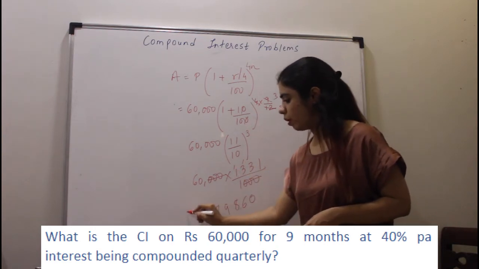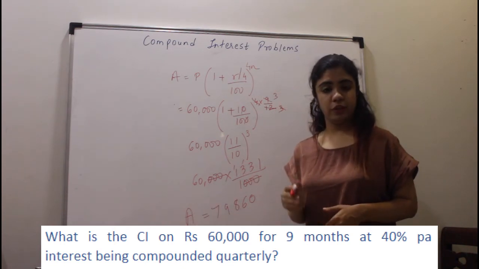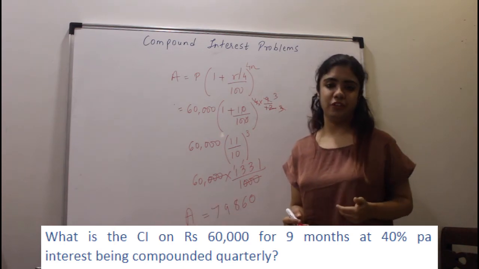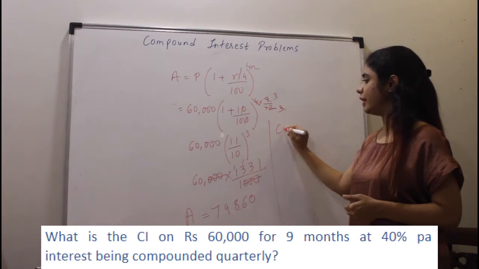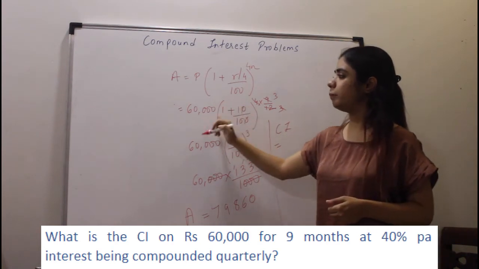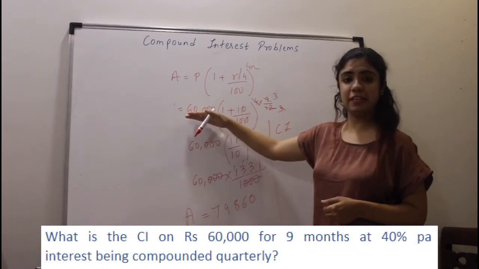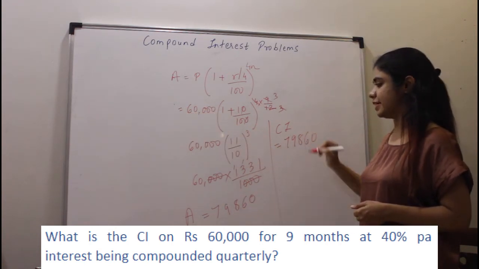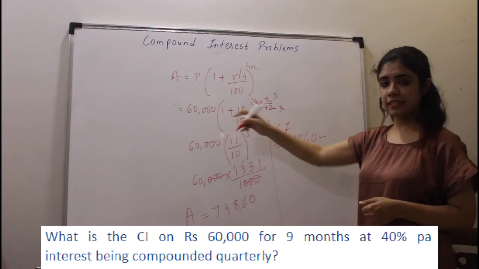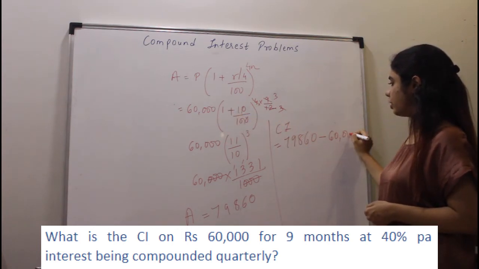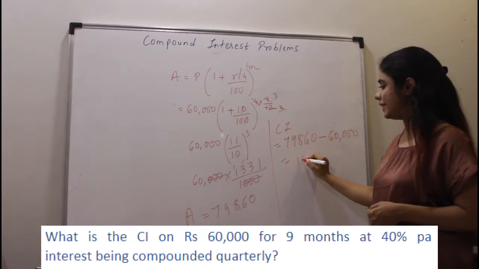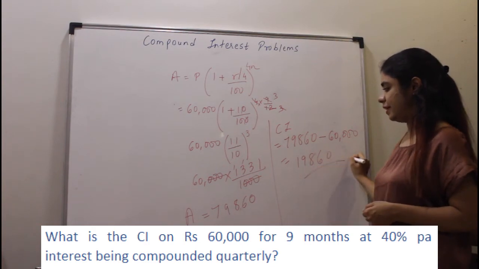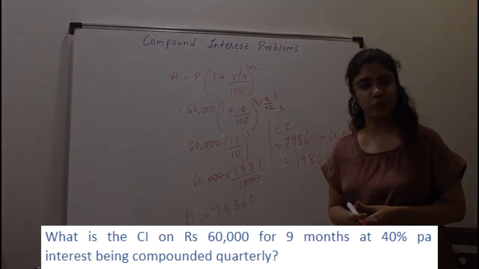But this is your amount. They are asking you what is your compound interest. So your compound interest will be the amount minus principal. So your amount is 79,860 minus 60,000. So your compound interest will be 19,860. So this value becomes your answer.